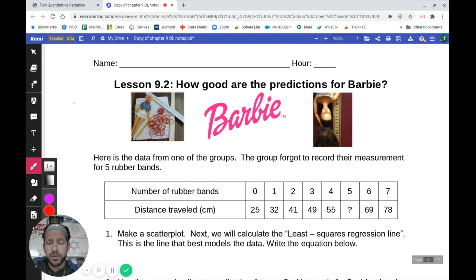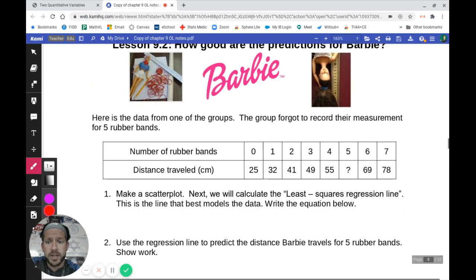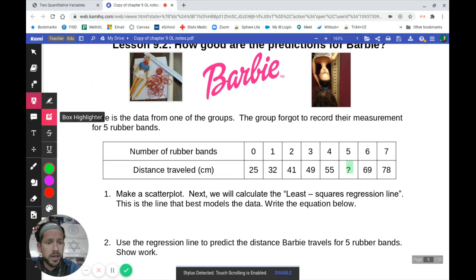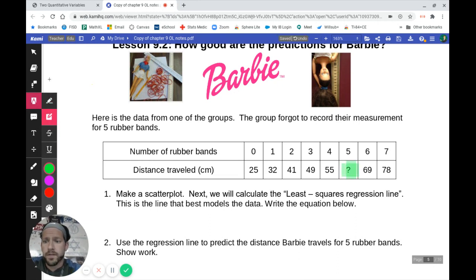We are onto 9.2, 9.1. Ms. Anderson did a great job introducing us to correlation, and we're going to expand on that with our Barbie bungee concept here. Let's just dive in. So here's the data from one of the groups. The group forgot to record their measurement for 5 rubber bands. So you may see that they have a blank there for 5 rubber bands, what distance is traveled. So we're going to work to try and figure out what that could be.